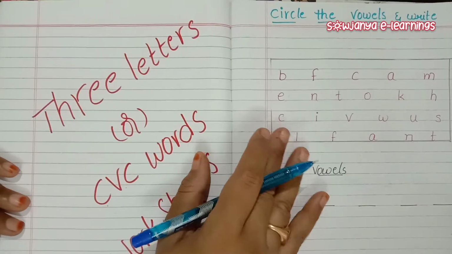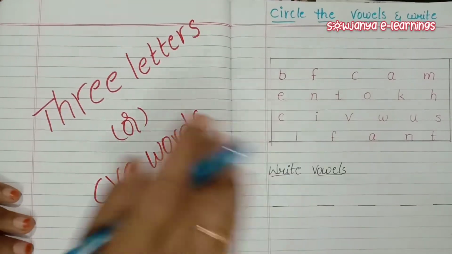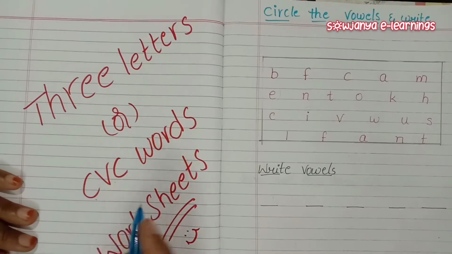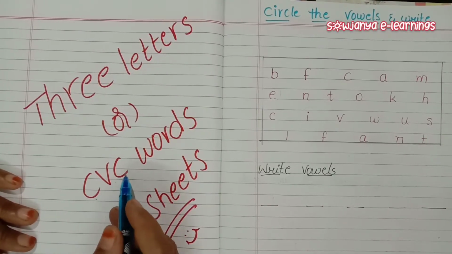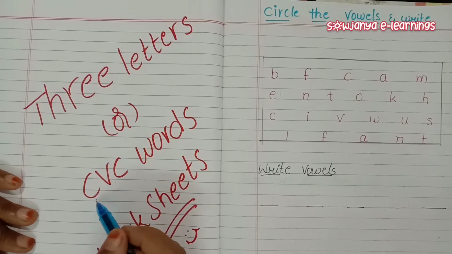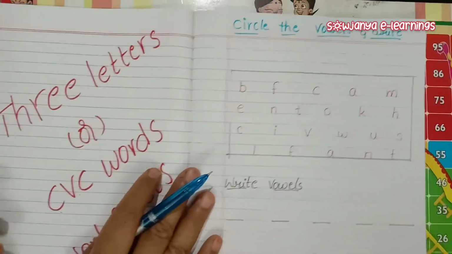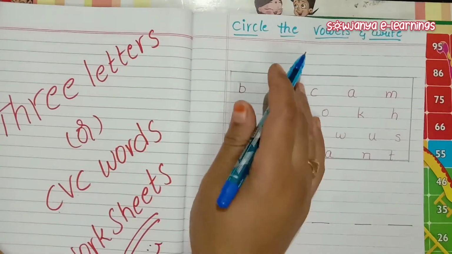Today I am going to tell you about the worksheets regarding 3-letter words or CVC words. CVC means consonant, vowel and a consonant. So in this concept only 3-letter words will be written. Now first we'll start doing the worksheets.